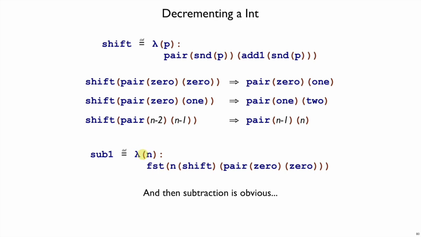Now notice if you pass a 0 into sub1, it'll just give you a 0 back. So having subtraction doesn't mean that we get to negative numbers. We only get operations that stay within the natural numbers.